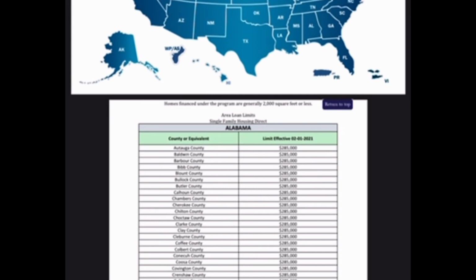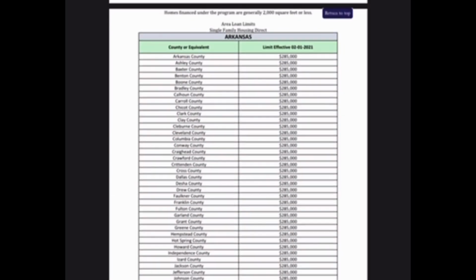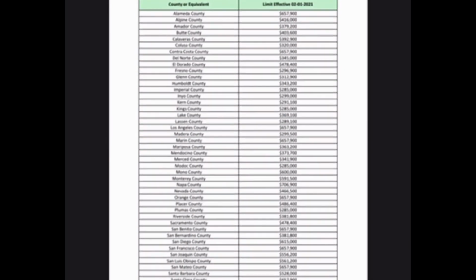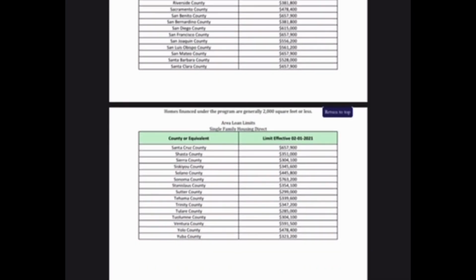Okay, so as I was saying before, each county has different loan limits. This is the area loan limits here for each state. Depending on what state you live in and the county that you're in, you're able to get a certain amount. And this was just updated on February 1st, 2021, because the amounts do change.